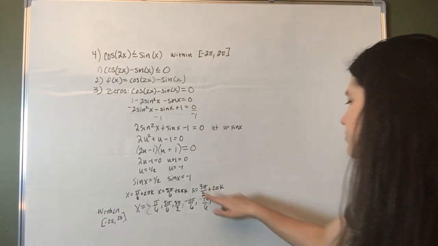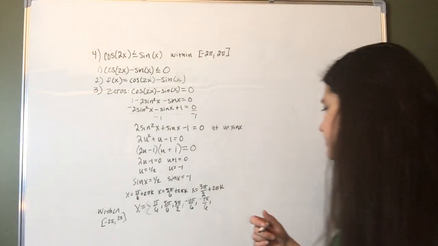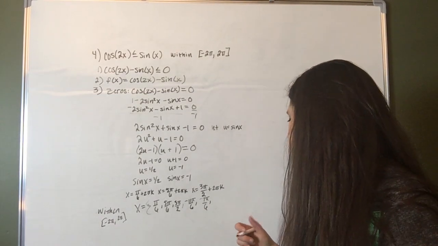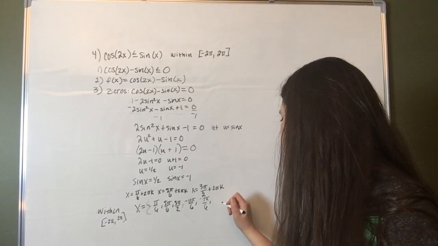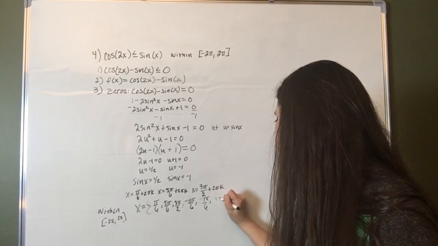And if you subtract 2 pi off of 3 pi over 2, you are going to get negative pi over 2.